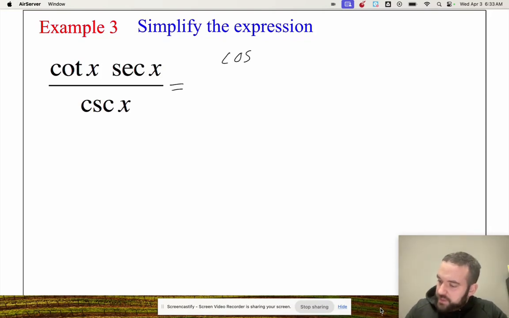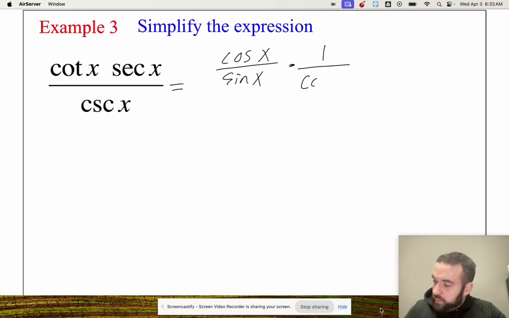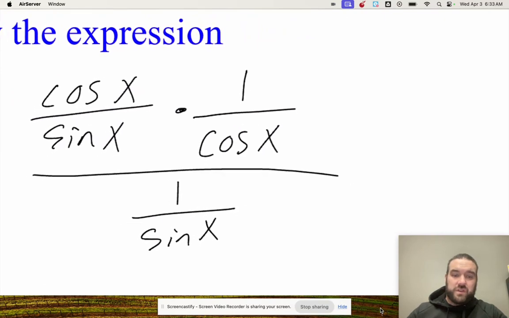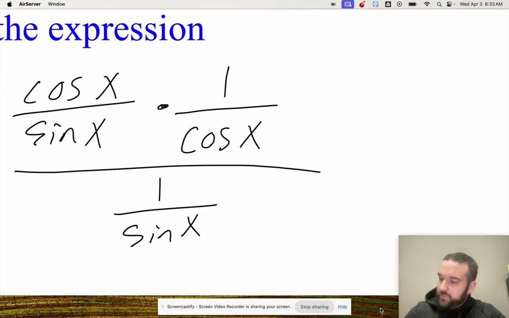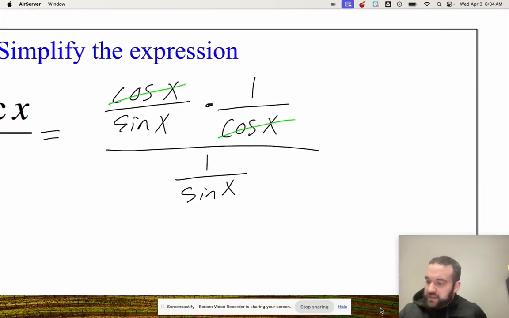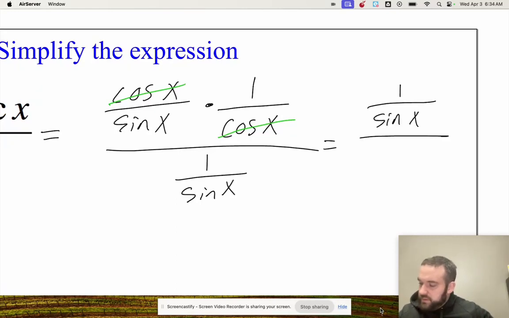Cotangent, well, that's cosine over sine. Secant is 1 over cosine. And then on the denominator, I have cosecant, which is 1 over sine. Okay. Now, if I draw my attention just to the top of this fraction, if I ignore the 1 over sine x on bottom, I see that here I have a cosine x and a cosine x. I have that common factor cosine on top and bottom. So what happens here is I can turn this into, the top can be written as 1 over sine x, and then the bottom is 1 over sine x.